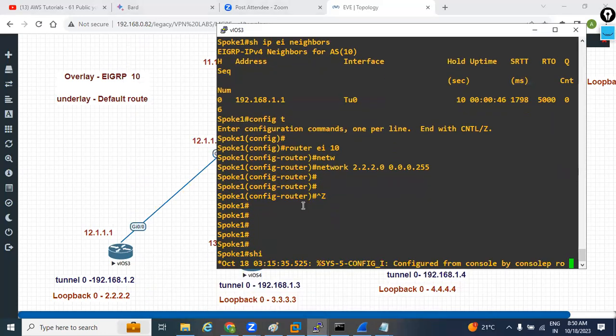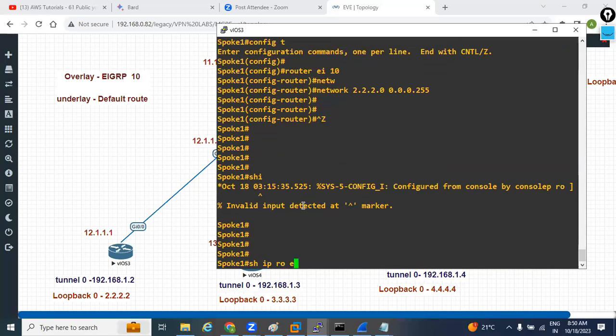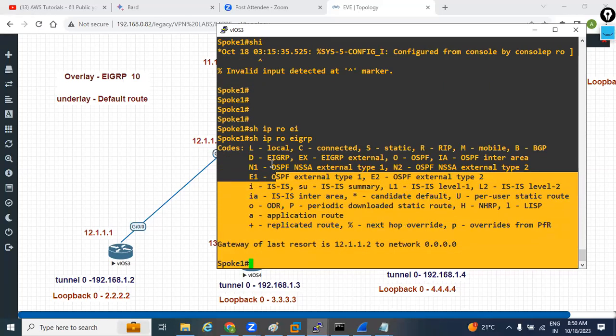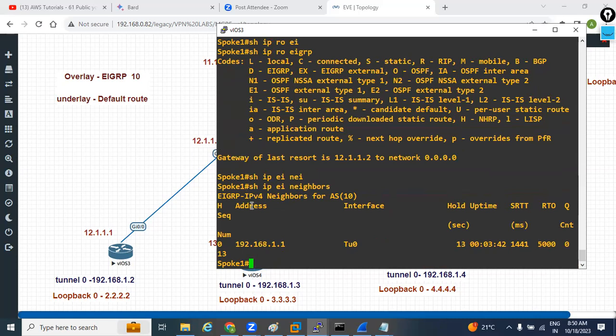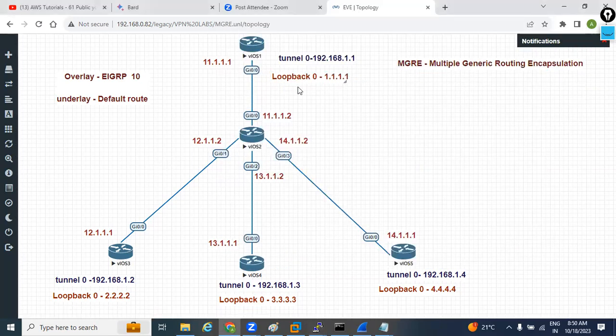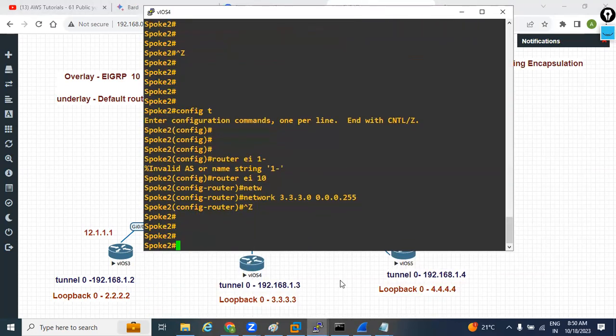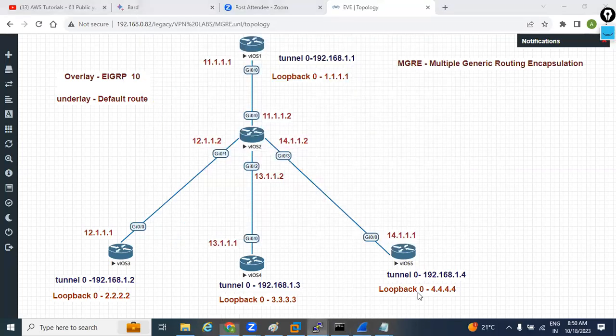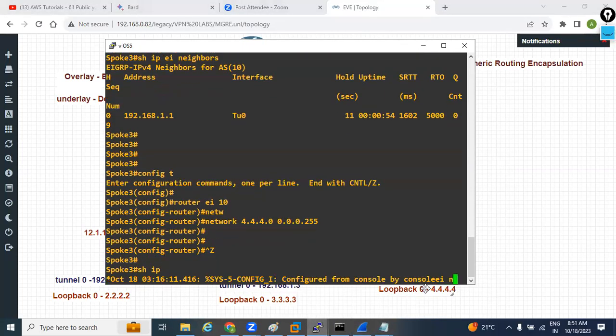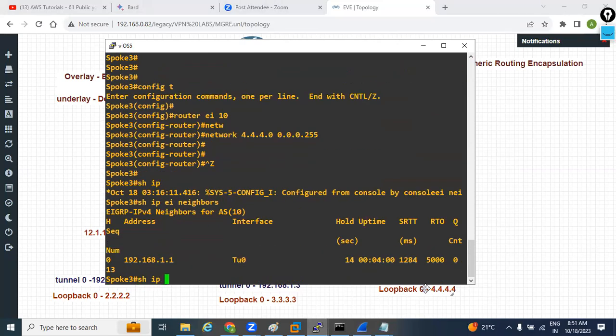Okay. After this, now let's consider spoke 1 here. So show IP route EIGRP. Do we have any information? No. The reason is, show IP EIGRP neighbor: who's my neighbor? Only the hub, and the hub has not advertised any network information yet. You remember I told you, I'm not going to advertise any test networks, so this is the reason. If you go back here, show IP route EIGRP, no information, and same here, show IP route.